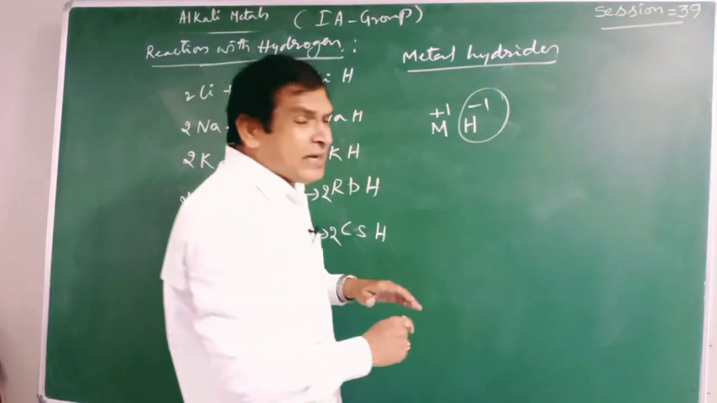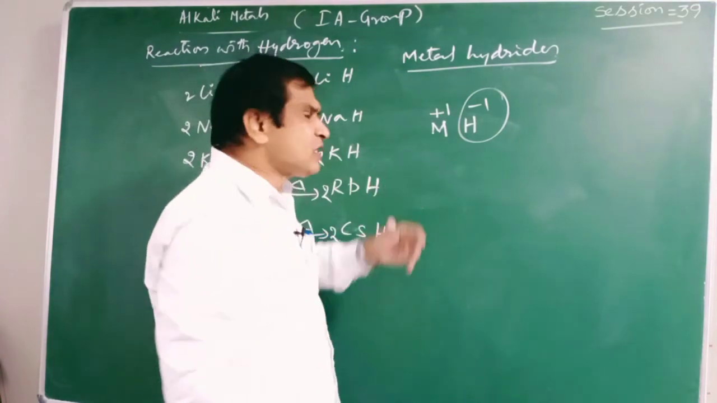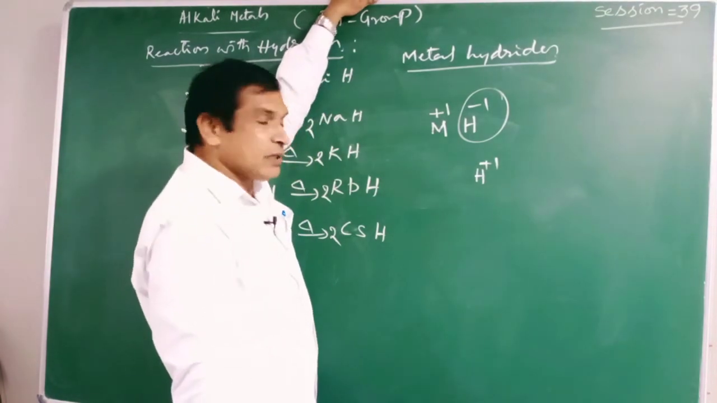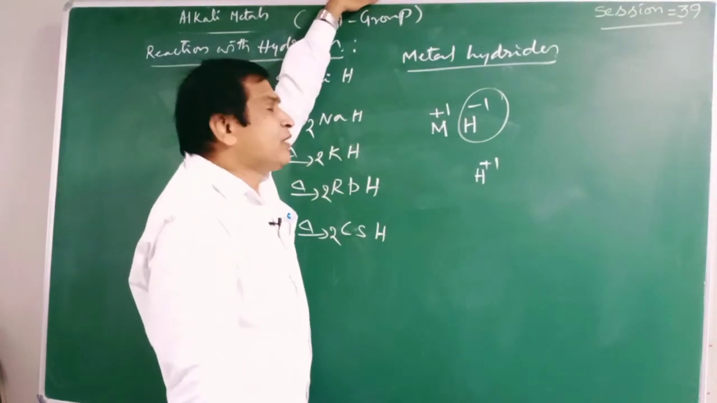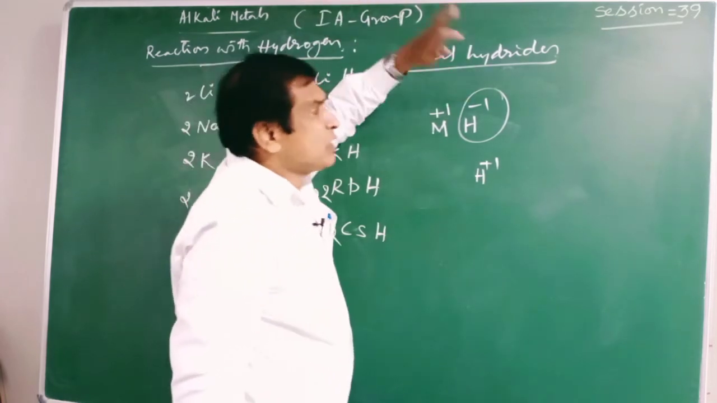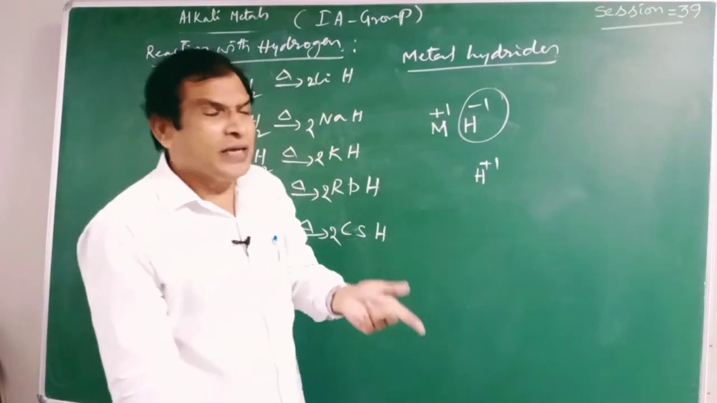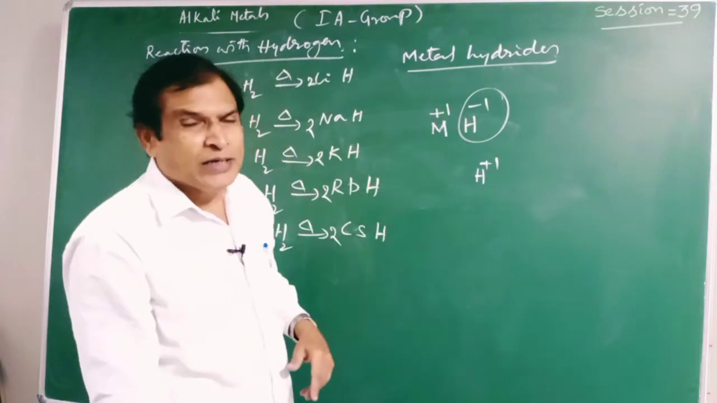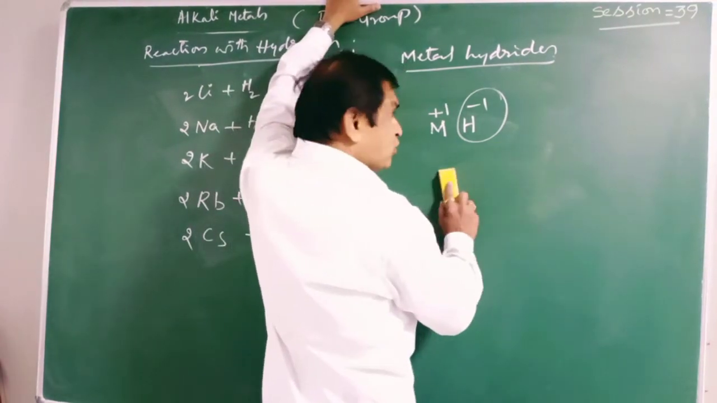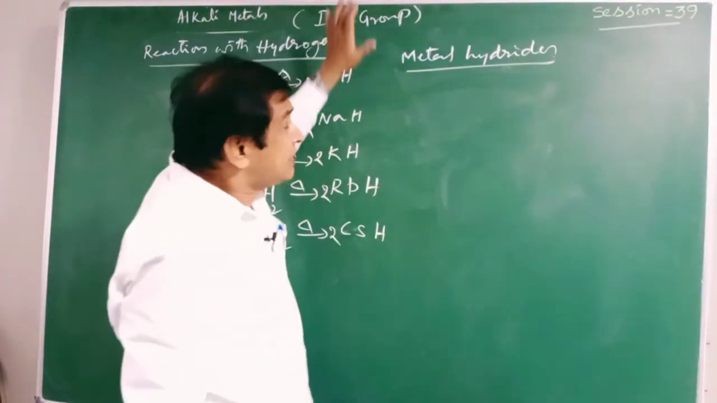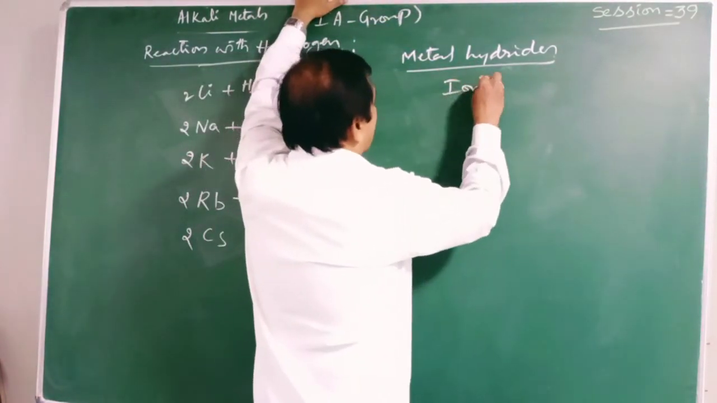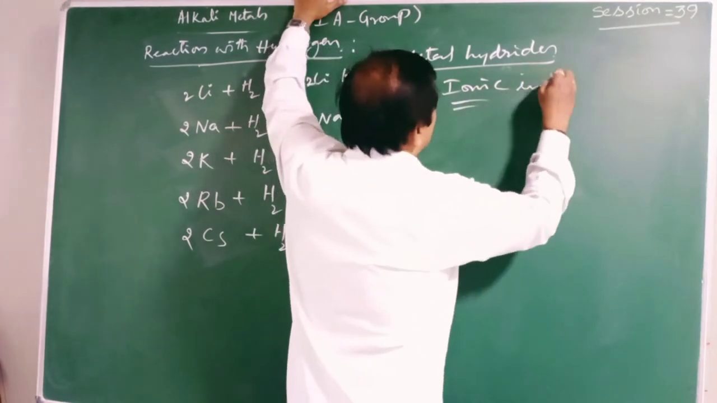In all other cases, hydrogen generally exhibits +1 oxidation state. But in metal hydrides, hydrogen exhibits -1 because the hydrogen atom is more electronegative than the metal atom. That is why hydrogen can acquire a negative charge. Therefore, metal hydrides are ionic in nature.